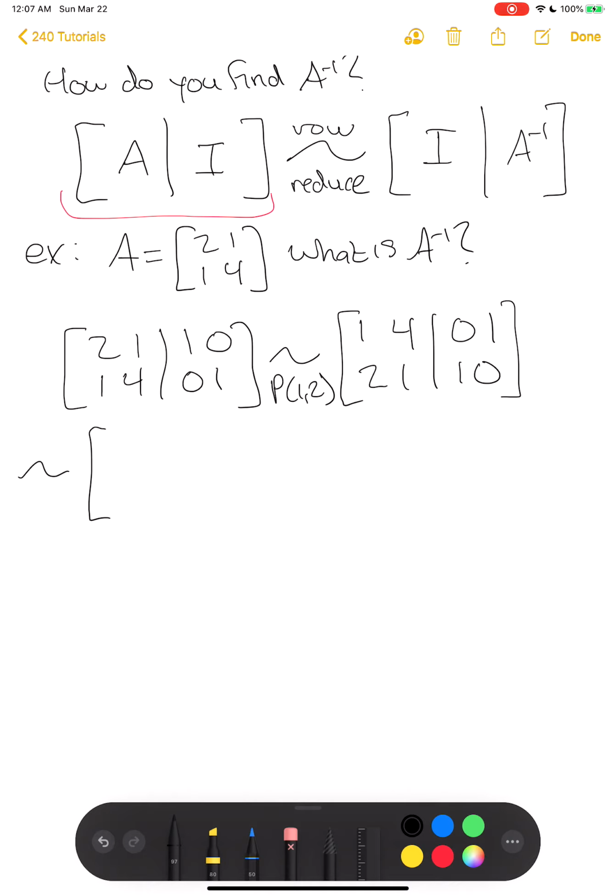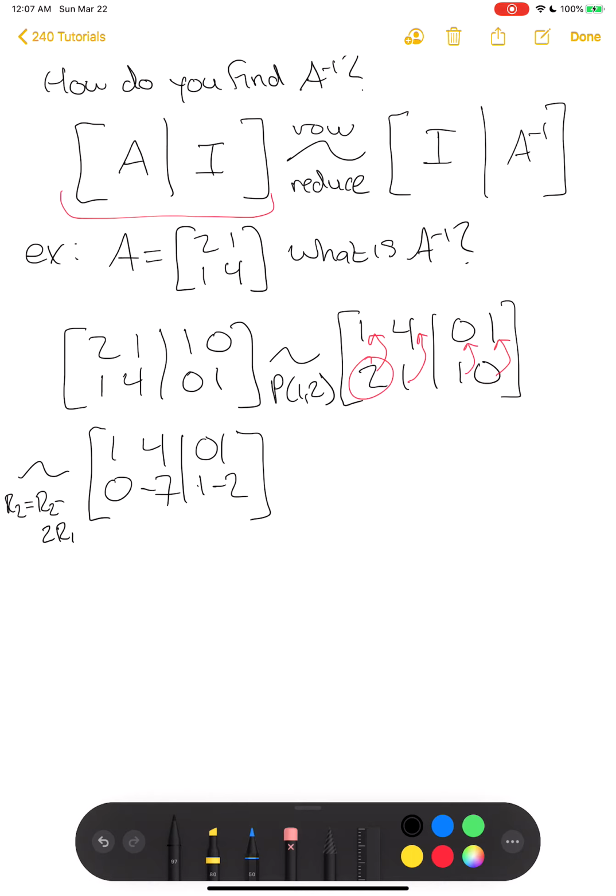Now I need to get rid of the 2 here. To do that, I'm going to subtract 2 times the first row from the second row. So row 2 is going to become row 2 minus 2 times row 1. So I have my top row that remains the same. I have 2 minus 2 times 1 is 0. I have 1 minus 2 times 4 is -7. I have 1 minus 2 times 0 is 1. And then I have 0 minus 2 times 1 is -2. Okay, great.